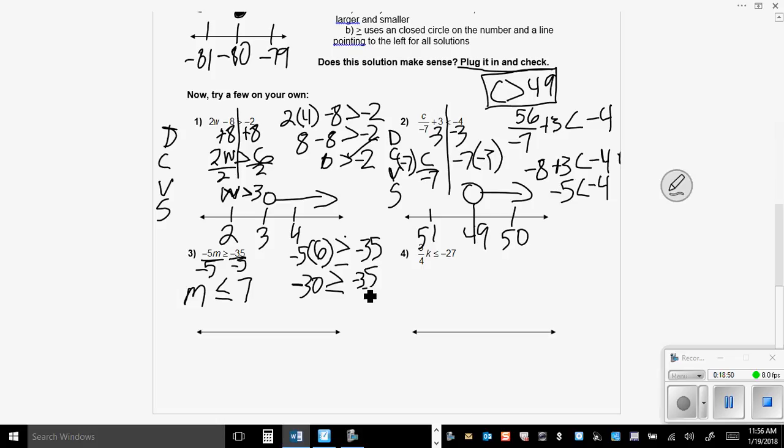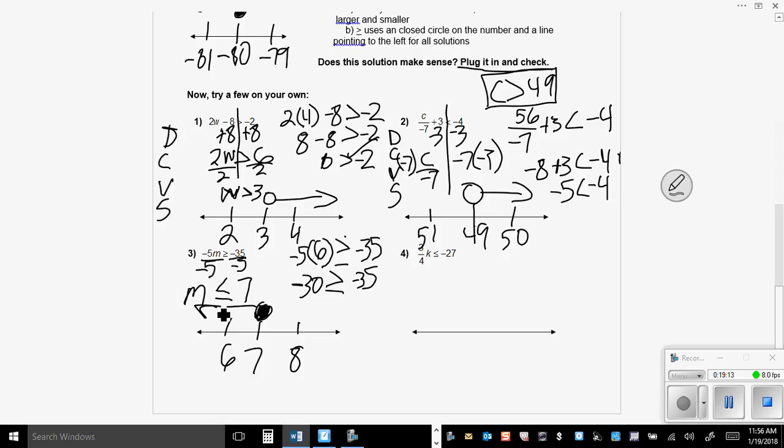Is negative 30 greater than or equal to negative 35? Why, yes, it is. So what we'll do is we'll put 7 here. We'll put 8 here. We'll put 6 here. And we'll have a circle. Is that going to be an open or closed circle? You are correct. It is going to be a closed circle because of this equal sign. We want to include 7. Closed circle to the left.